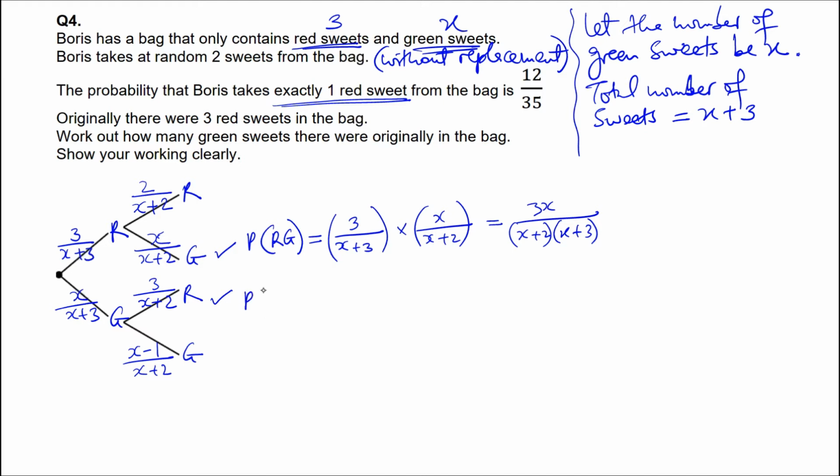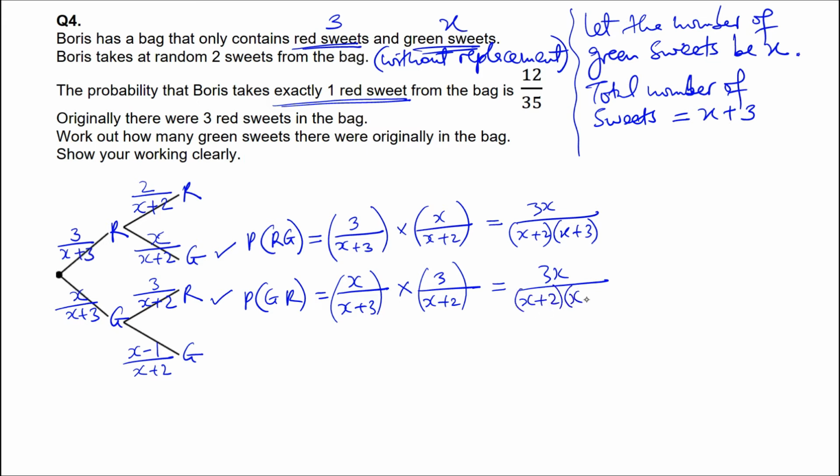Now here we have the probability of green and red, where again we just have one red. That will be x over x plus 3, the product of these two branches, multiplied by 3 over x plus 2, which gives you 3x over, again, this multiplied by that. It doesn't matter the order. When you multiply two expressions or two numbers, the order does not matter.